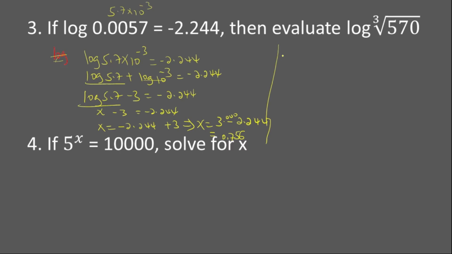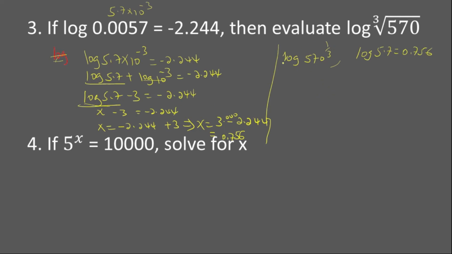This means we need to evaluate log 5.7 to the power of 1 over 3. We know that log 5.7 is 0.756. We know this one from these calculations. So finally, x means 0.756, which is equivalent to log 5.7. This is not division, it is x.